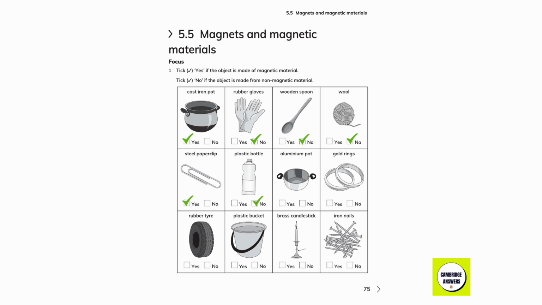No. Aluminum pot. No. Gold rings. No. Rubber tire. No. Plastic bucket. No. Brass candlestick. No. Iron nails. Yes.